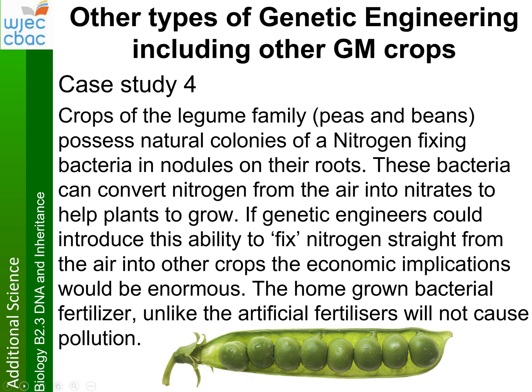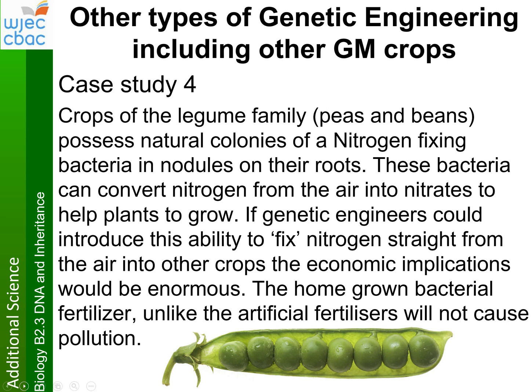Case study 4. Crops of the legume family, things like peas and beans, possess natural colonies of a nitrogen-fixing bacteria in the nodules of their roots. So people who are studying Triple Award may remember studying this back in year 10. These bacteria can take nitrogen straight from the air and form it into nitrates to help plants to grow.